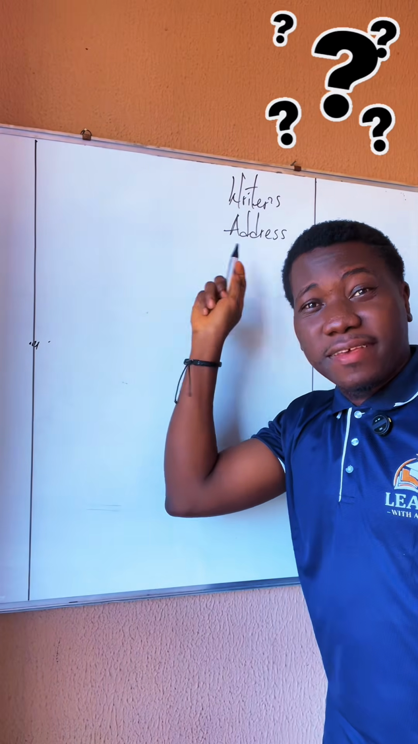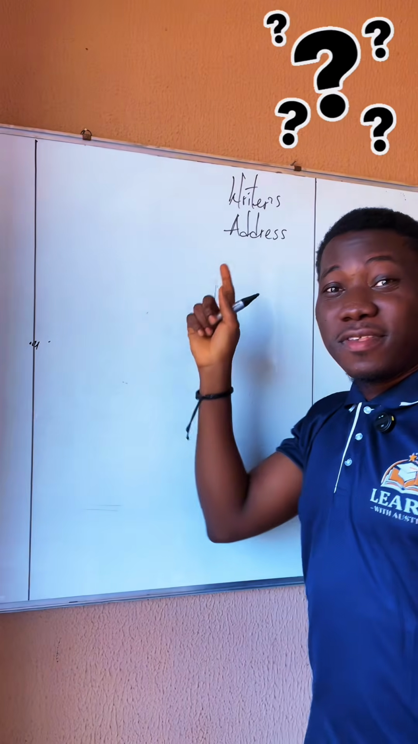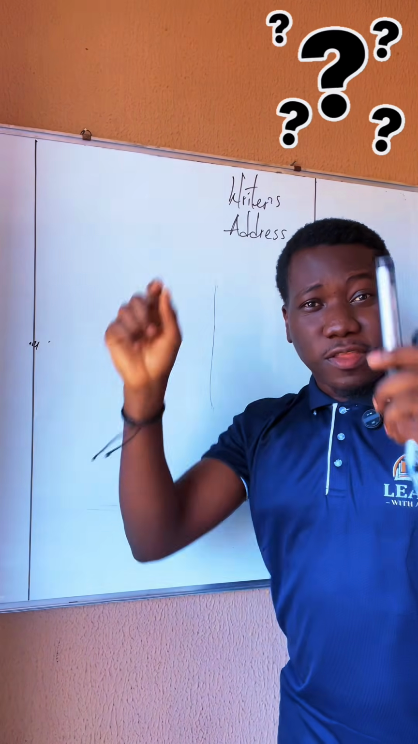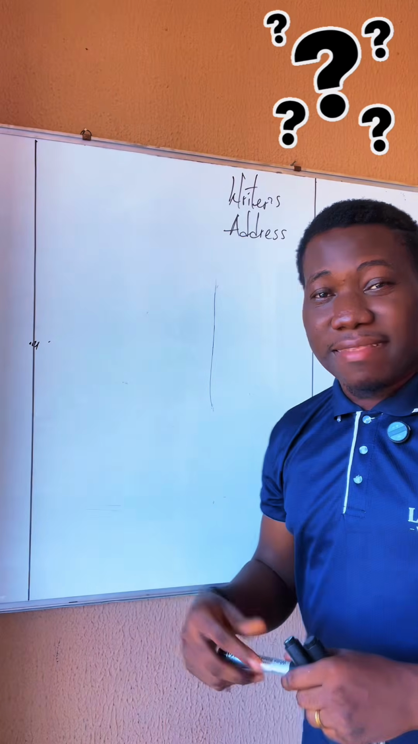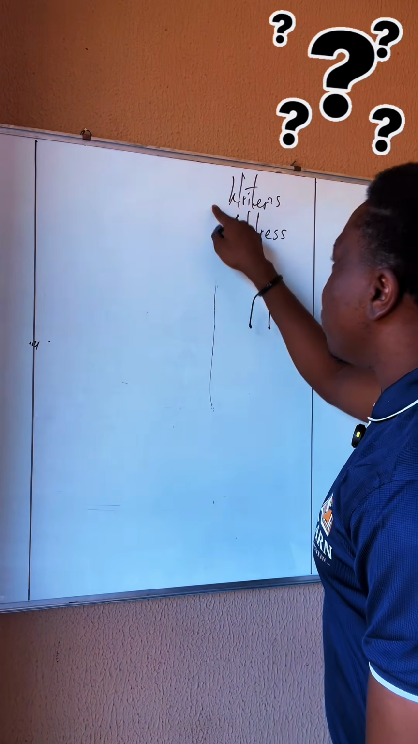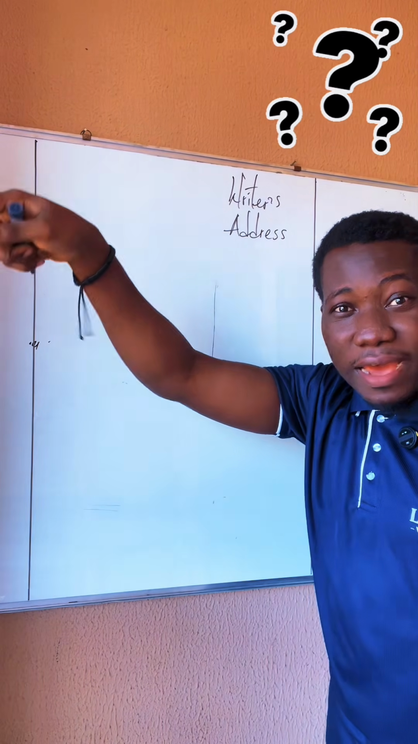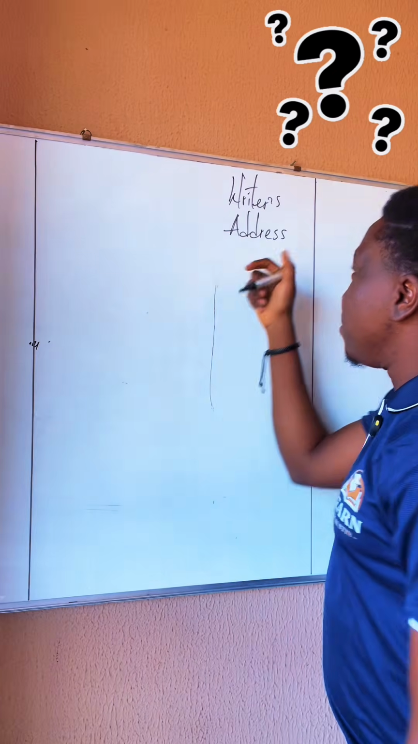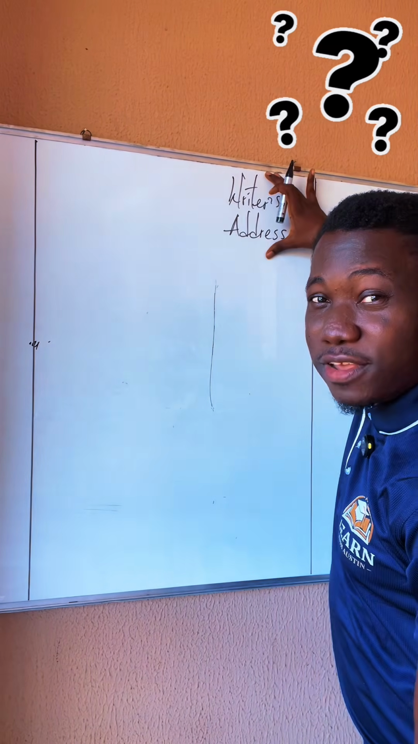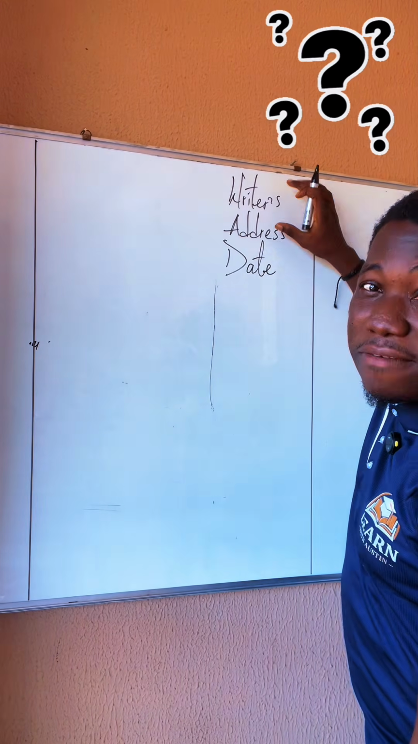First, you have the writer's address. Your address, you writing, the writer. Your address comes up here at the top right corner of your sheet. The writer's address could be written using the block style or the indented style, the slant style. But the block style is the common one. 123 John Street, Victoria Island, Lagos. And if you write into an organization, an office outside your country, you can also include your country. All right, this is the writer's address. And just after the writer's address, you have the date. The date comes just after the writer's address.